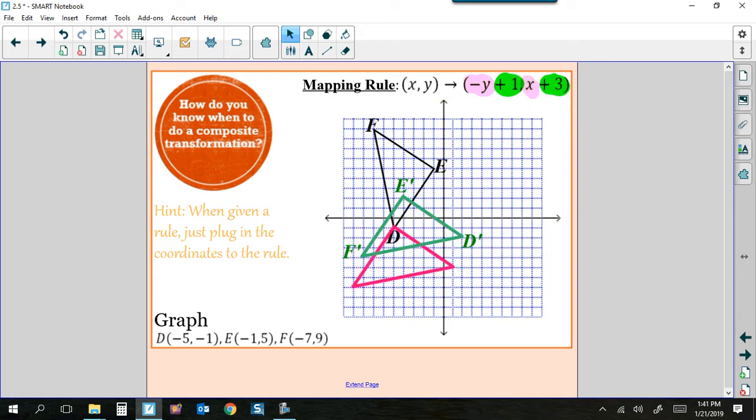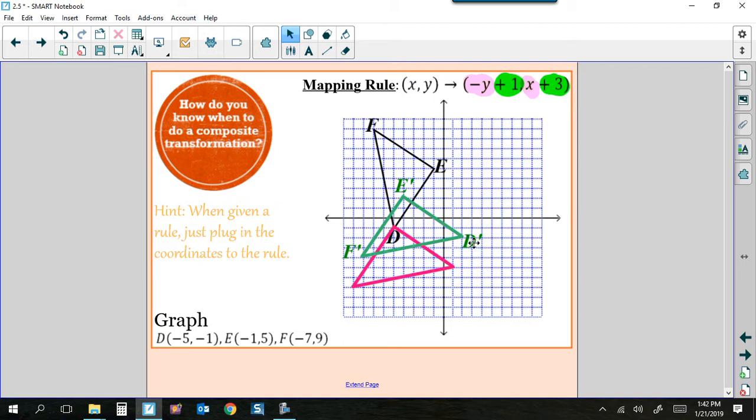Then D would then translate right 1 up 3, and you can see if I go right 1 up 3, that's right where my D prime point is. So when you have a composite rule, you can just go straight to the final image. However, please keep in mind that this composite rule actually represents a rotation of DEF to this pink triangle, and then a translation of right 1 up 3.